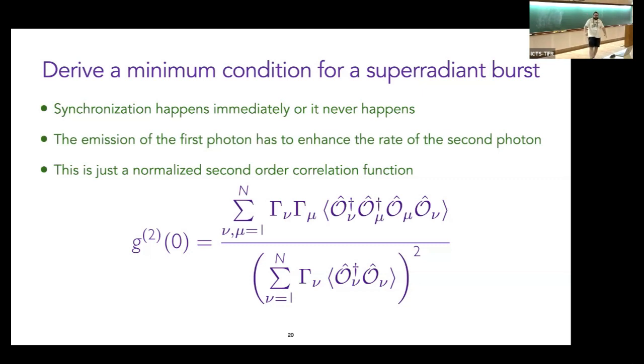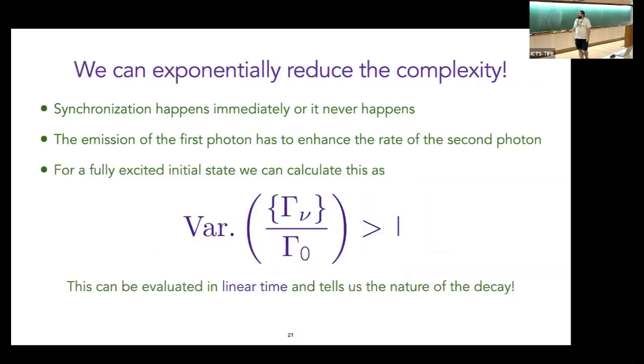For someone who does quantum optics, that's just a second order correlation function. So I calculate the expectation value of the probability of any pair of photons, and then I normalize by the probability of getting one, squared. If this is larger than 1, it means the first photon speeds up the second photon. My fully excited initial state is easy to actually calculate analytically, and we find that the condition for a superradiant burst is simply that the variance of this set has to be larger than 1, remembering that this set is the eigenvalues of my dissipative interaction matrix.